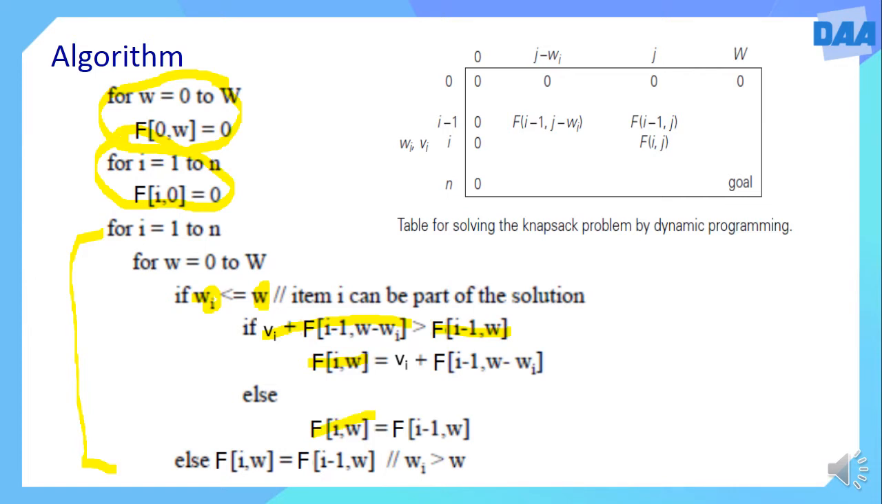Suppose wi is not less than or equal to w. In that case we cannot put the ith item into the knapsack. So f of i,j is equal to f of i minus 1, w. This is a summary of the relations whatever we have discussed so far. So let us look into the illustration.